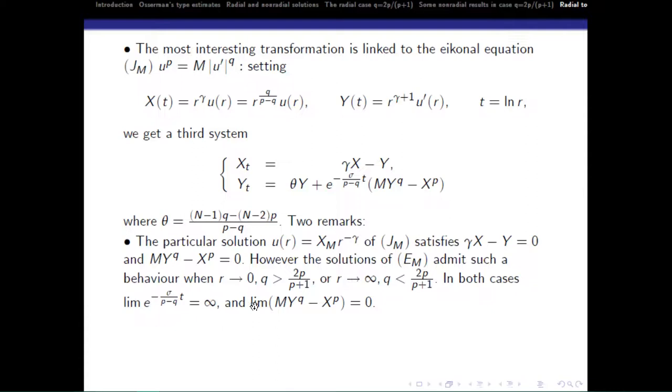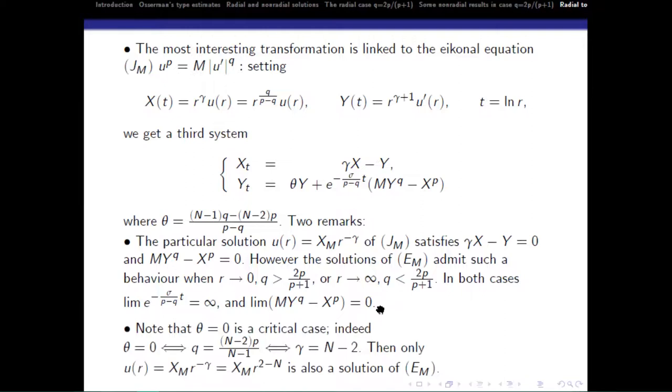However, there is a main difficulty, because the solution of the equation admits such a behavior when r tends to zero, q is greater than 2p over p plus 1, or r tends to infinity, q is less than 2p over p plus 1, because we have seen the Keller-Osserman estimates. And in both cases, this exponential goes to infinity and not to zero. This term goes to zero, this one goes to infinity. So it is a big problem.